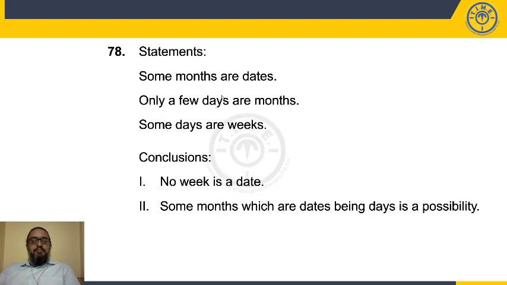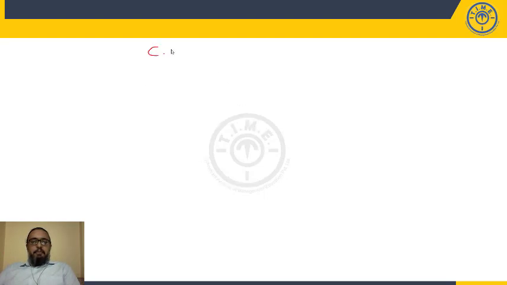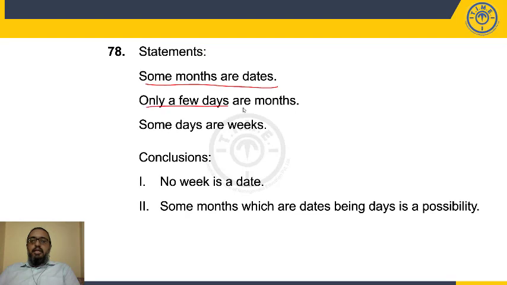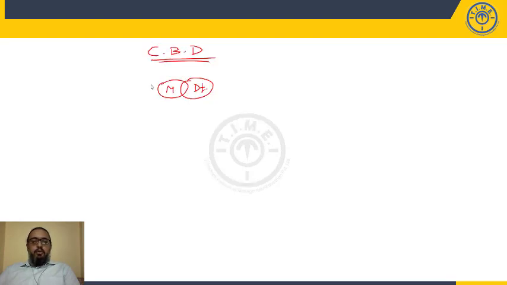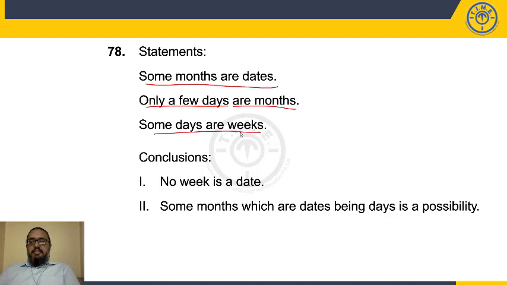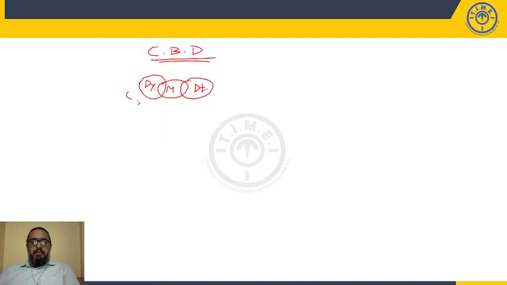Then next one, some months are dates. So the combined basic diagram: some months are dates. Then only a few days are months. Now some days are weeks. So this is the combined basic diagram.